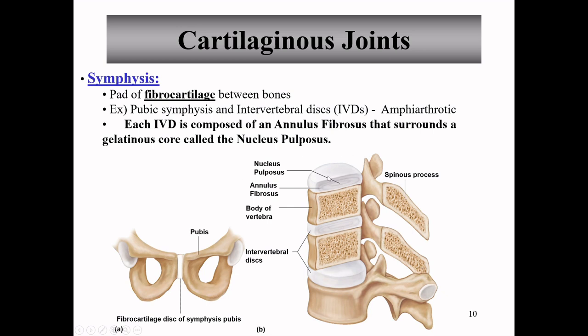So I like to think of cartilaginous joints, specifically, I like to think of intervertebral discs as like jelly donuts. That's what you need to think of with an intervertebral disc. The outer layer, the part that would be the donut itself, that's called the annulus fibrosus. And it surrounds that gelatinous core, which would be the jelly inside of that donut, called the nucleus pulposus. So the donut is the annulus. The jelly inside the donut is the nucleus.